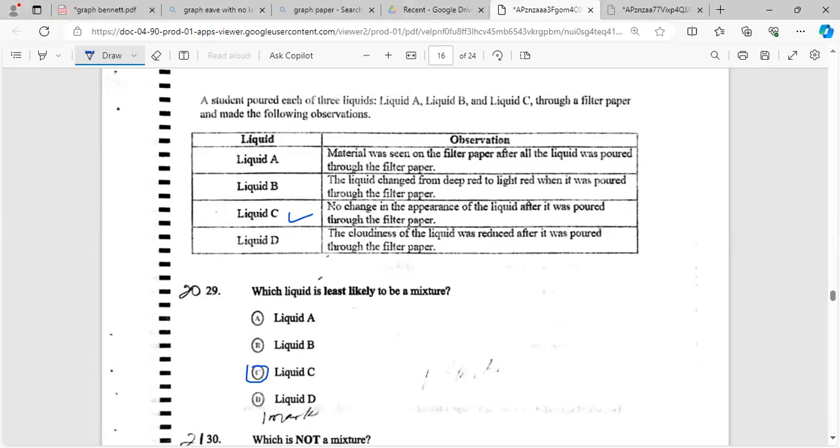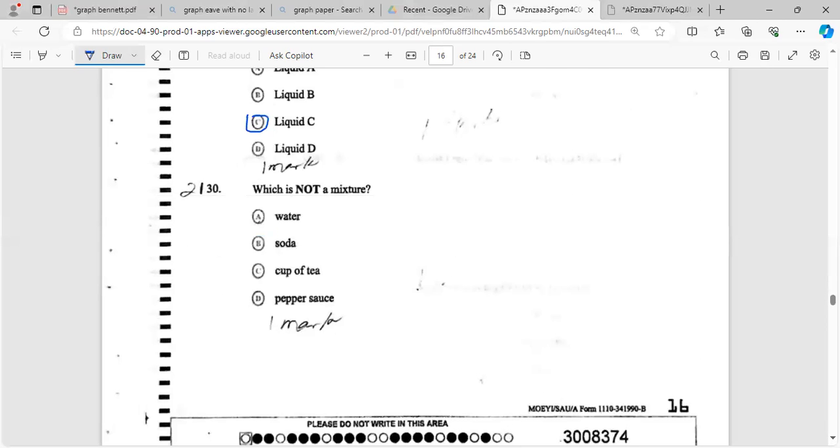Alright, let's move on to 30. Which is not a mixture? Water, soda, a cup of tea, pepper sauce. Definitely water for that one. Alright, so let's move on to 31.